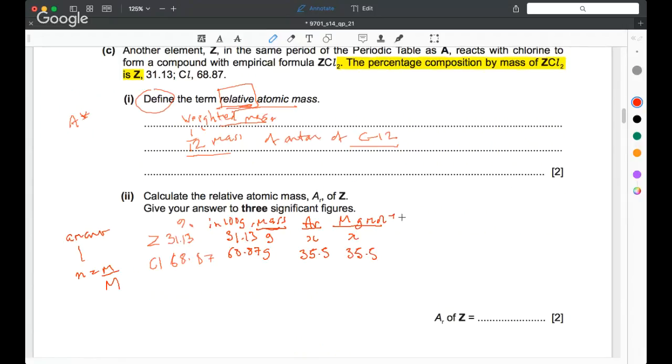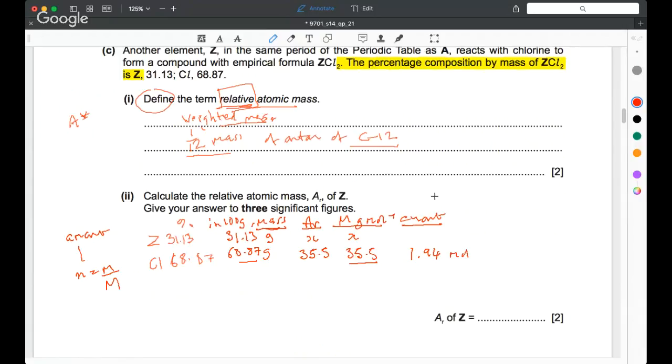So the next column along here is the amount, the number of moles. And to get the number of moles, you're going to divide the mass that we had there by the molar mass. So for chlorine, we've got to divide 68.87 grams by 35.5 grams per mole, and that gives us an amount of 1.94 moles.